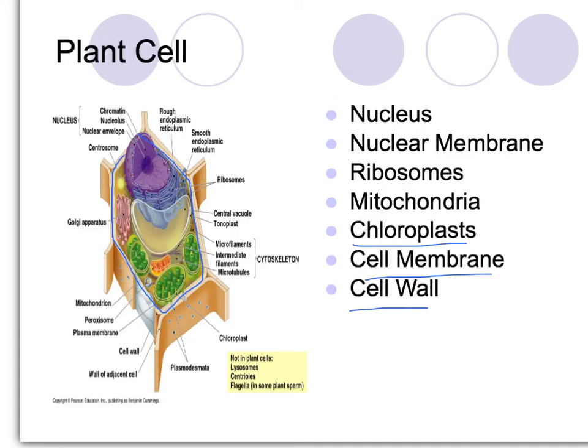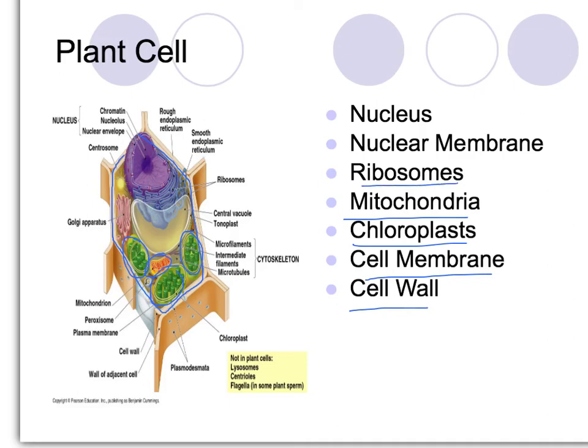Chloroplasts. Chloroplasts are the green structures here. That's where photosynthesis takes place. Photosynthesis, remember, is taking the sun's energy, combining it with carbon and water, and making some glucose or sugar, food for the plant. They also, though, have mitochondria. That's this little bean-shaped thing again. Remember, plants and animals go through cellular respiration, so they both have mitochondria.